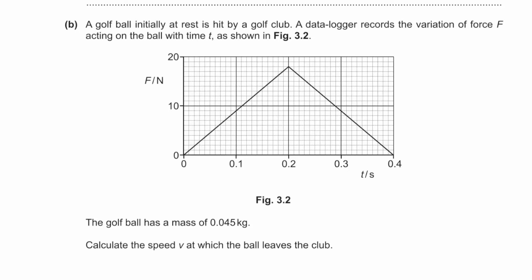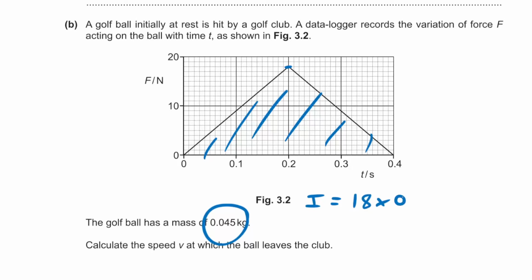Okay, back to normality. Golf ball, we have an F-t graph. It's all going about the impulse, of course. We're going to have to find the area underneath. We haven't even looked at the question yet. We know we're going to have to do that. We have the mass. Calculate the speed at which the ball leaves the club. So therefore, we're going to say that the impulse is equal to the area under the graph. So that's just going to be 18 times 0.4 divided by 2, because it's 2 triangles.